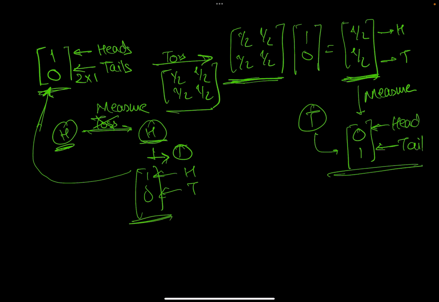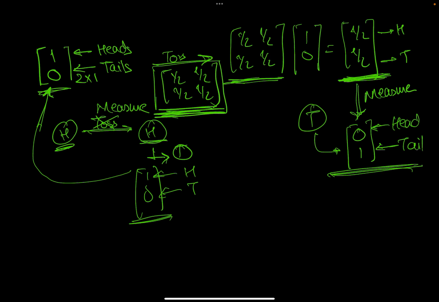Suppose I toss the coin, then the tossing operation is represented by this matrix. Upon tossing, the state of the coin will be this: half heads and half tails. The probability of getting tails is half, and the probability of getting heads is 1 by 2. This is the state of the coin after tossing. But if I measure the coin and suppose I find that tails was facing upwards, then the state of the coin becomes this. Now I hope you understand what's actually happening with the coin in the classical setting. I can either toss the coin or I can measure the coin.